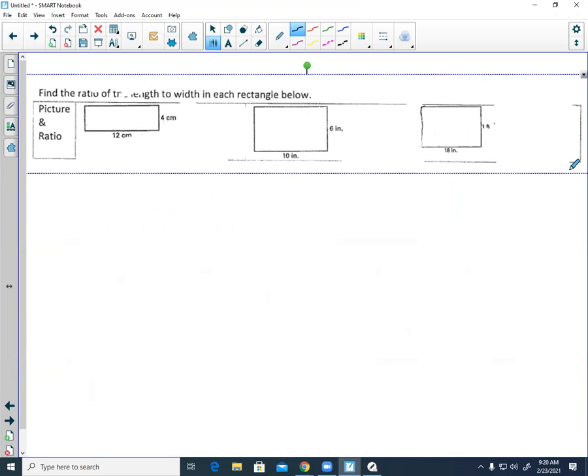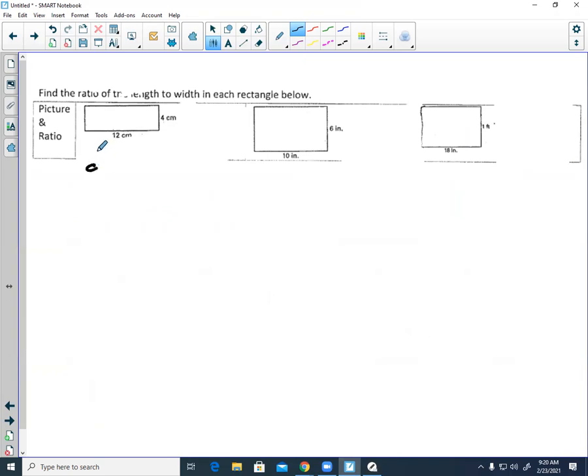There's two ways that you can write a ratio. You can write it with dots, or you can write it as a fraction. It doesn't really matter which one you use. If you're using dots, then dots just look like this. It's called a colon. So if I say length to width, we said the width is the wide one. So length is 4, width is 12. Or you could write it as 4 over 12.